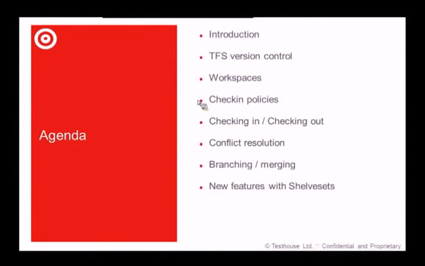Basically, how to check something in, check something out of the system. And following on from that, how the system deals with conflict resolution. That's if one person tries to check in a file which is on top of somebody else's changes. And then branching and merging, a useful technique, and I'll be going through a simple demonstration of that. And also then some new features with shelf sets, some things you can do in 2012.